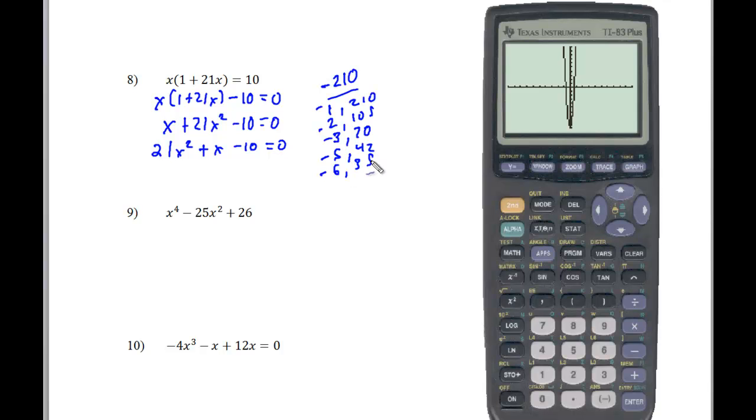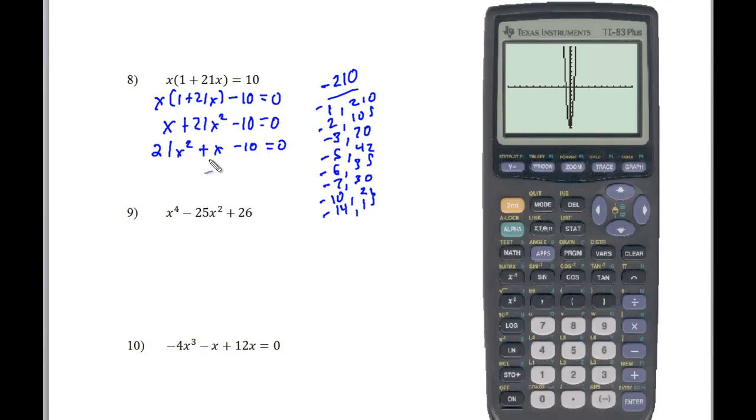210 divided by 7. That's 30. So negative 7 and 30. Still doesn't give me 1. 210 divided by 8 doesn't work. 210 divided by 9 doesn't work. 210 divided by 10 is 21. So negative 210 and 21. Oh, we're not getting close. 210 and 11 doesn't work. 210 and 12 doesn't work because 12 is a decimal. 210 and 13 doesn't work. 210 and 14 works. So we're finally down to negative 14 and 15.